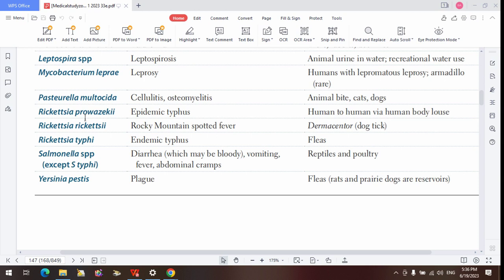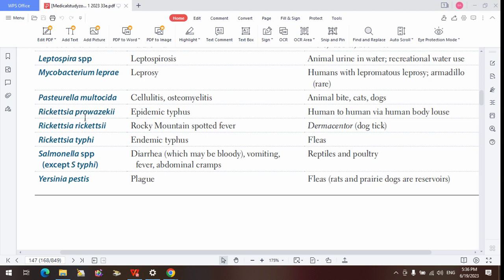And we said that whenever we see prowazekii, we are thinking of the louse, the body louse. So epidemic, prowazekii, body louse. The nature of this rash is different from that of the Rocky Mountain Spotted Fever from Rickettsia rickettsii. The last one is the endemic typhus, so that one is the Rickettsia typhi. That one is transmitted by fleas.